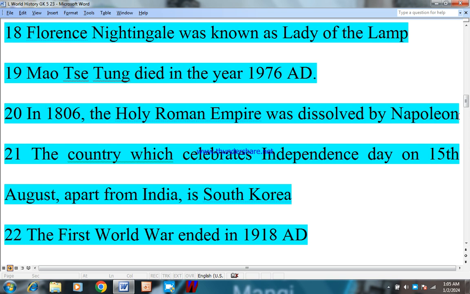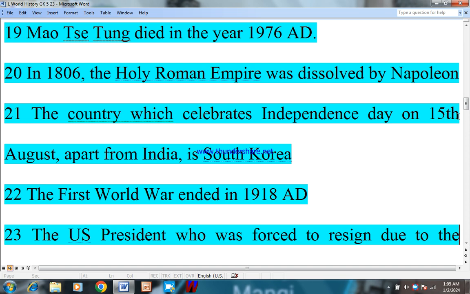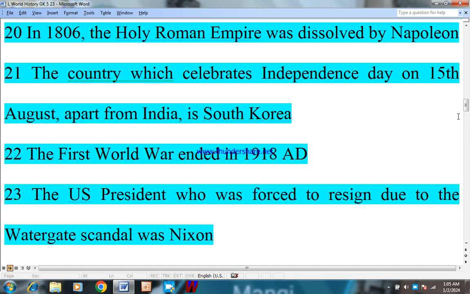Number 18, Florence Nightingale was known as the Lady of the Lamp. Number 19, Mao Zedong of China died in the year 1976 AD. Number 20, in 1806, the Holy Roman Empire was dissolved by Napoleon Bonaparte. Number 21, the country which celebrates Independence Day on 15th August apart from India is South Korea. India also celebrates Independence Day on 15th August.